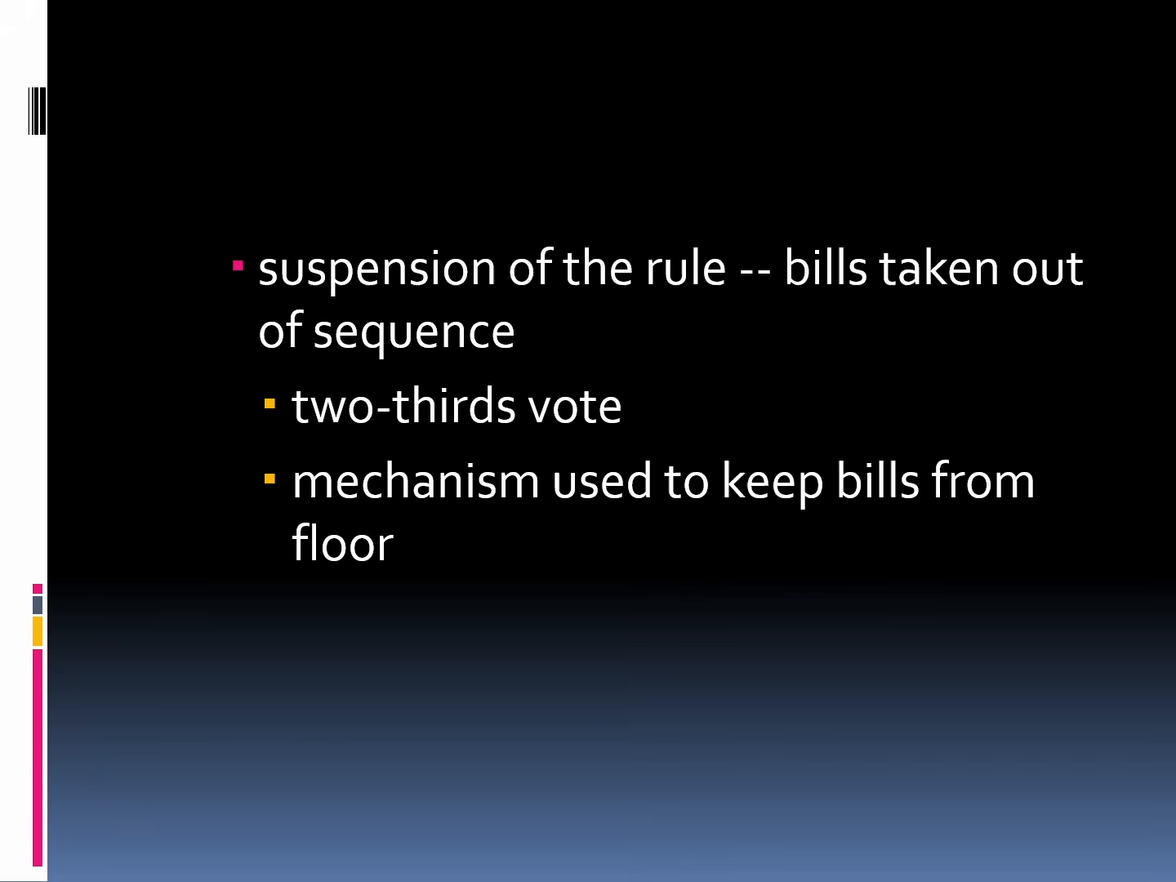What this says is that we want to hear a bill that's coming out tomorrow before we hear the one that was reported out today. But in order to do that, to take these bills out of sequence, they have to suspend the rule. The way that they suspend the rule is that there needs to be a 2/3 vote to say, yes, we want to suspend this rule and take this other bill out of order.